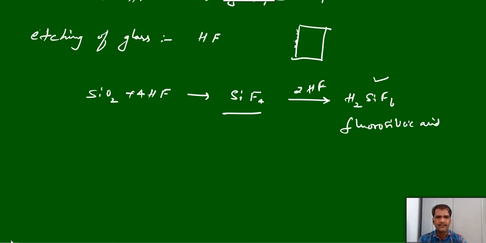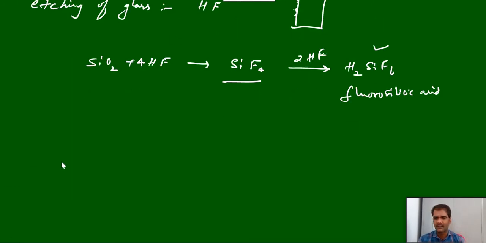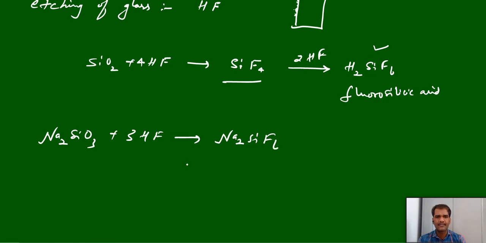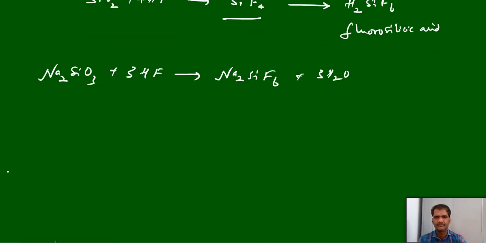So apart from this, some other properties. Apart from this, some other reactions. Sodium silicate, we know that is a glass material and it can dissolve in HF, and it will form Na2SiF6. These few properties you should remember about HF.